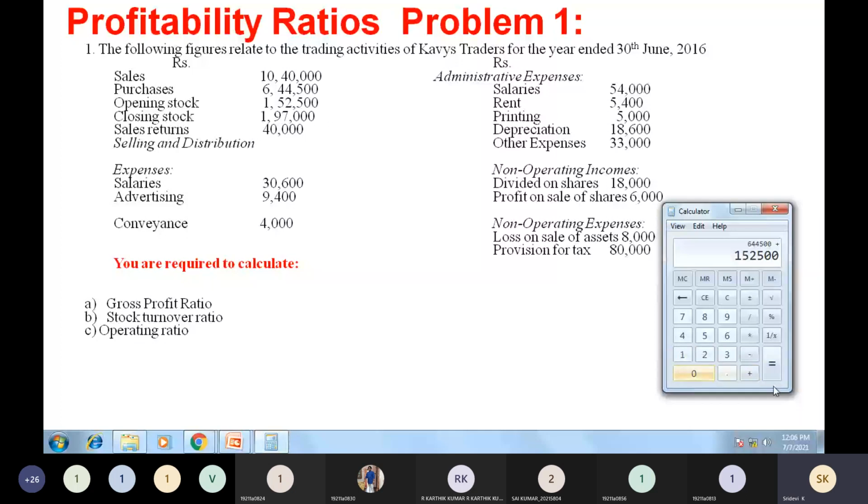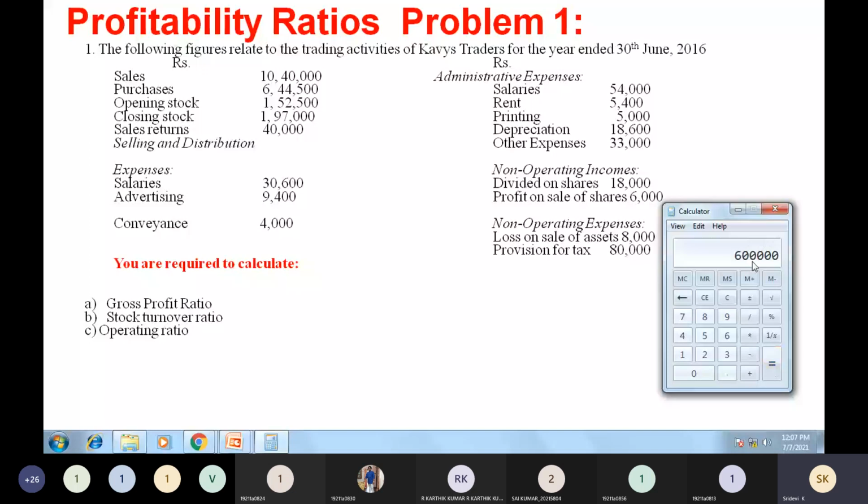7,97,000 minus closing stock. Purchase returns are not there, only closing stock is there. So you deduct from here, minus 1,97,000. Okay. Be careful while taking zeros also. Okay. So now what is the leftover amount? This is 6 lakhs. 6 lakh rupees is the cost of goods sold we are going to get.